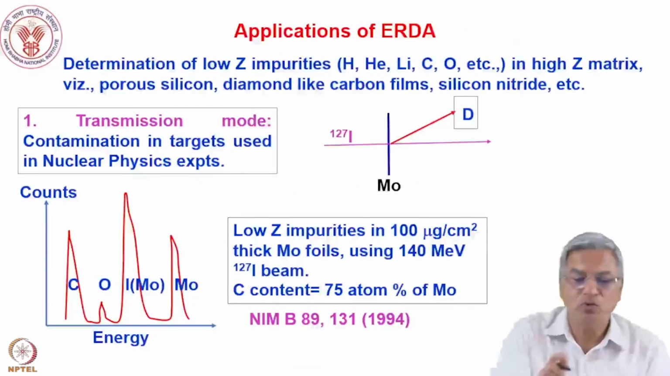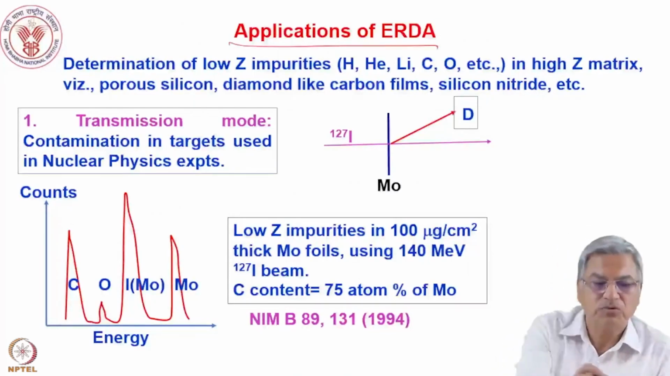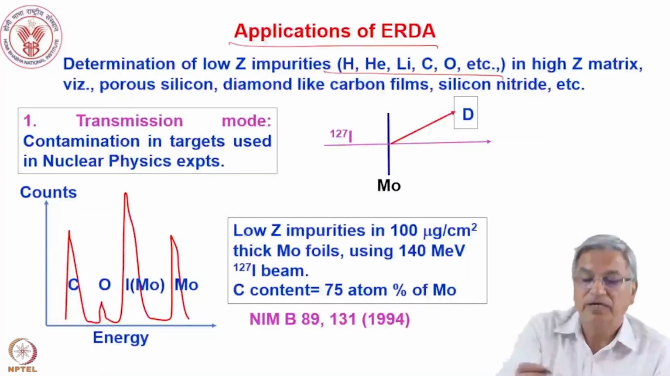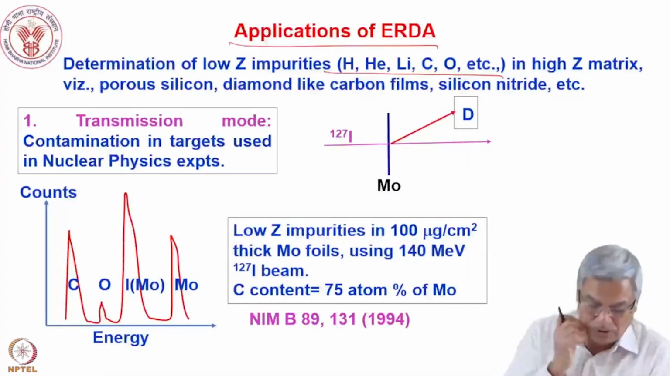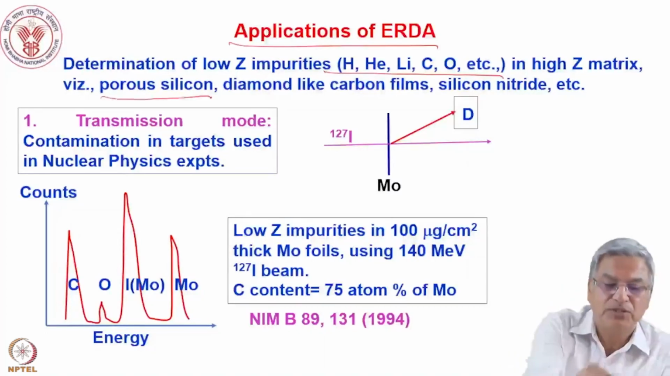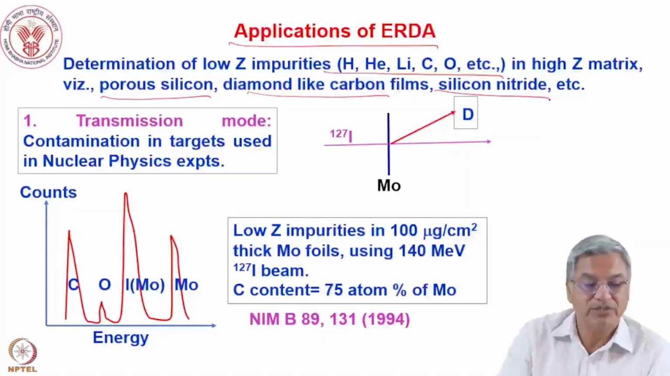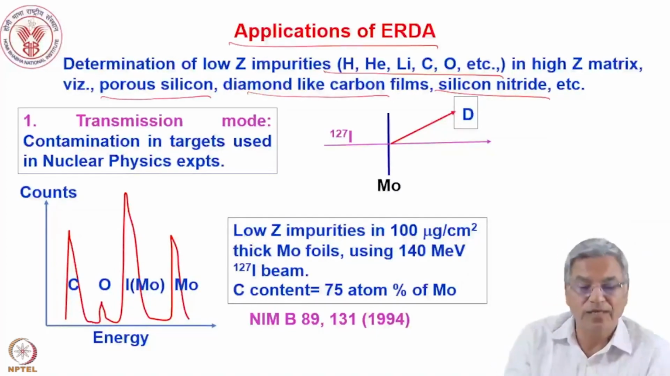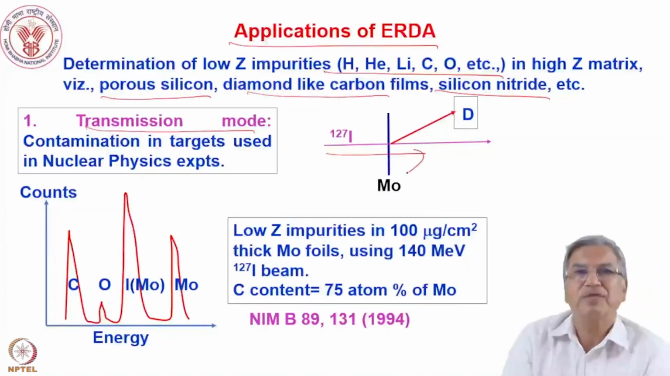I'll just quickly give you two applications of elastic recoil detection analysis. ERDA is essentially used for low Z impurity detection, hydrogen, helium, lithium, carbon, oxygen, in a high Z matrix. Most of the time, these matrices are high technology materials like porous silicon, diamond-like carbon films, silicon nitride, etc. And if you have a very thin target, micron thick or even less, then you can use it in the transmission mode. It means in this geometry you don't need the glancing angle. The beam can pass through.